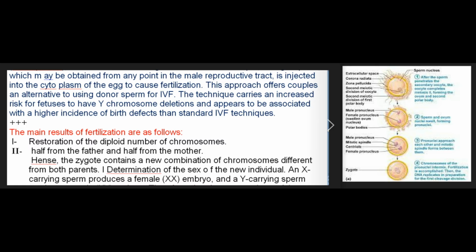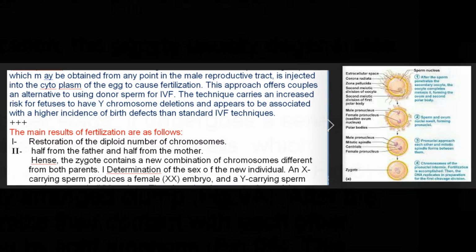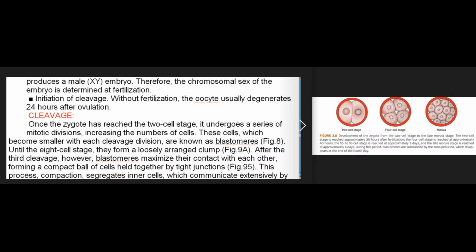The main results of fertilization are as follows: 1. Restoration of the diploid number of chromosomes, 2. half from the father and half from the mother. Hence, the zygote contains a new combination of chromosomes different from both parents. 3. Determination of the sex of the new individual. An X-carrying sperm produces a female, XX, embryo, and a Y-carrying sperm produces a male, XY, embryo. Therefore, the chromosomal sex of the embryo is determined at fertilization. 4. Initiation of cleavage. Without fertilization, the oocyte usually degenerates 24 hours after ovulation.